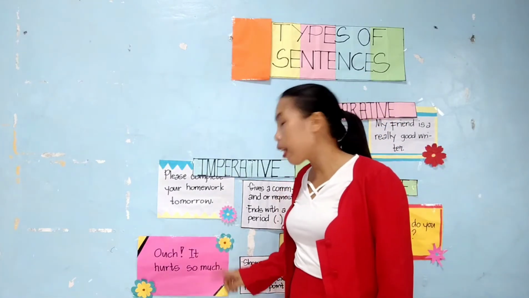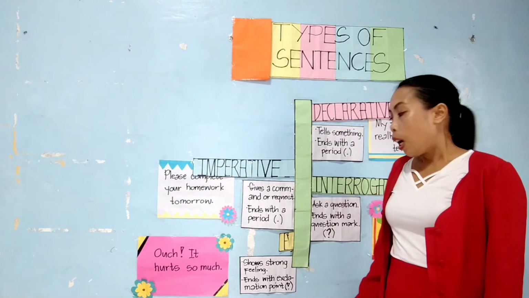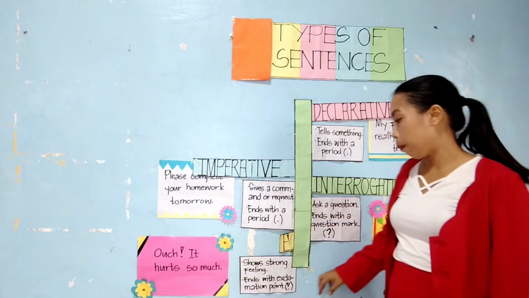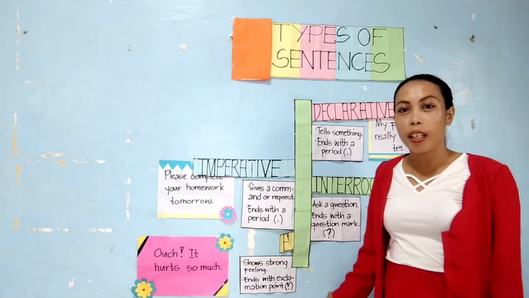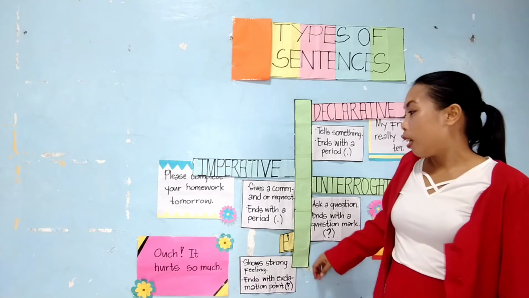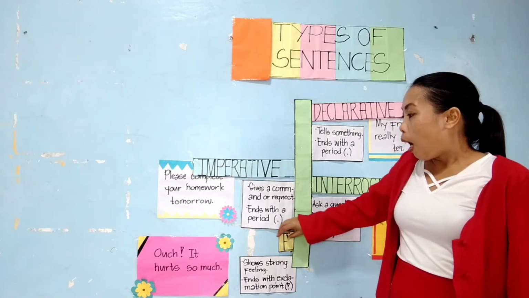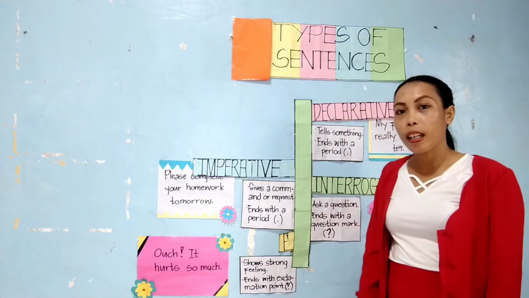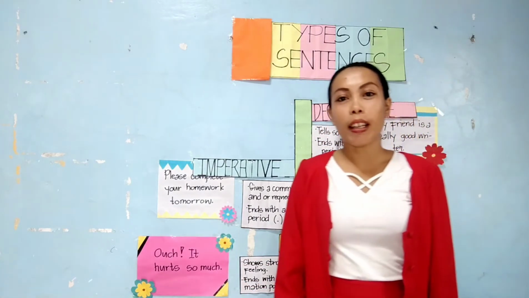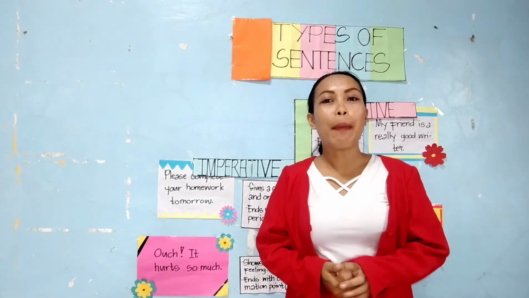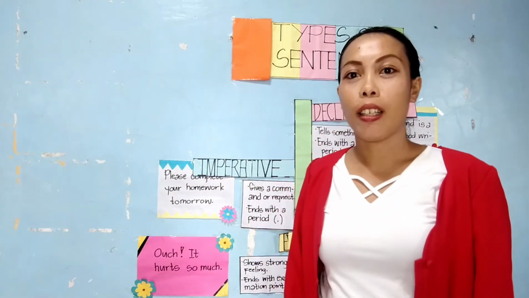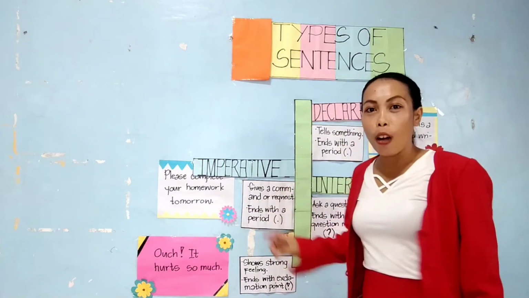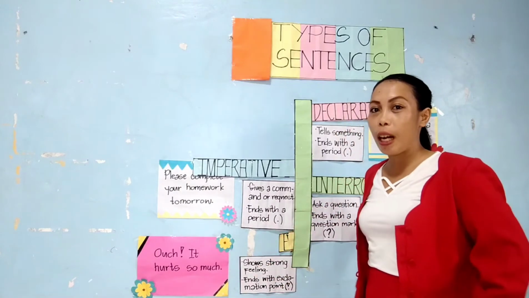Ouch! It hurts so much. Can you guess what kind of sentence is this? Any idea? Okay, very good, John. This sentence is called an exclamatory sentence. Why is it called an exclamatory sentence? Any idea, Marie? Yes, very good, Marie. Because of the word ouch, this sentence is called an exclamatory sentence.